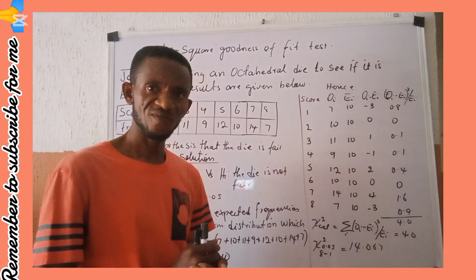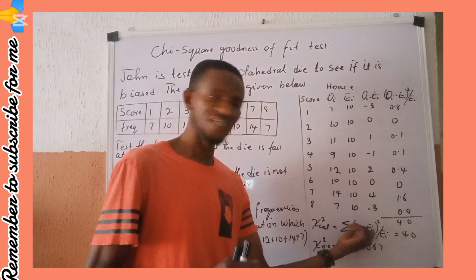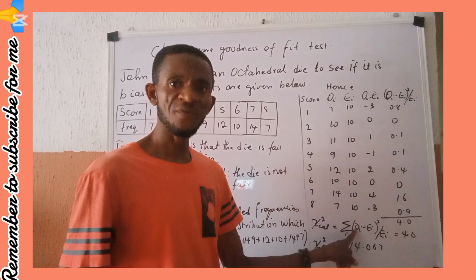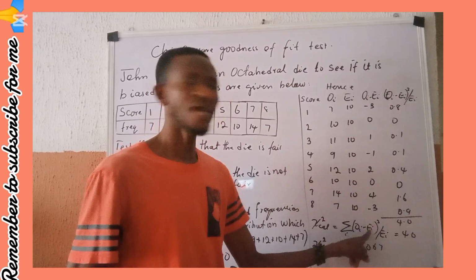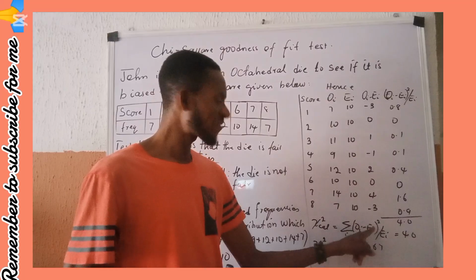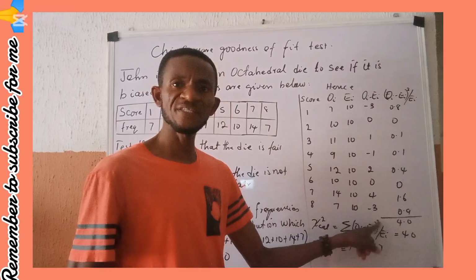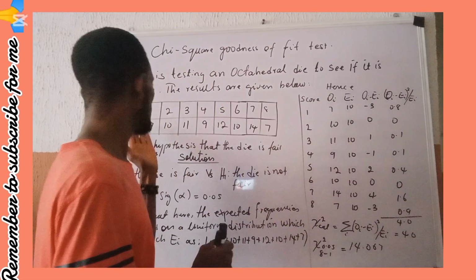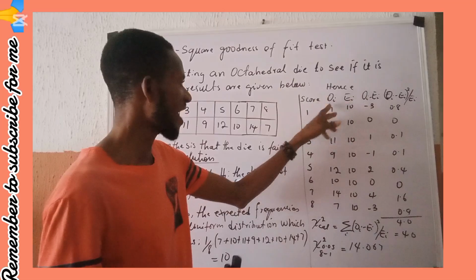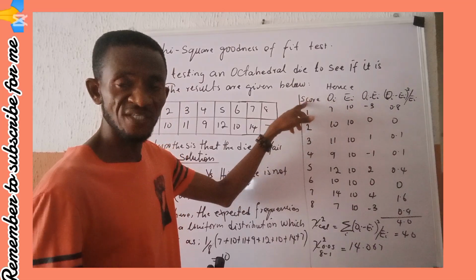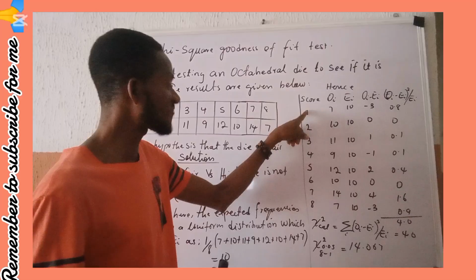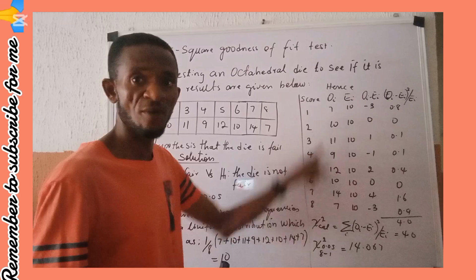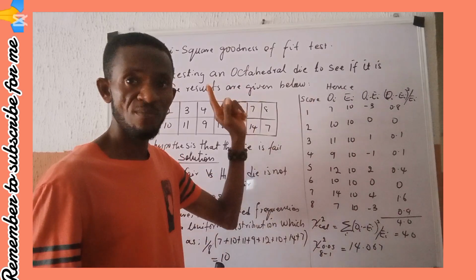expected frequency. So for us to evaluate this, we must first of all record our observed frequencies and equally record our expected frequencies. Take the difference of observed and expected, square it and divide by the expected frequencies. And luckily, we have been given the observed frequencies, which is what I have here. These are the scores of the phases of the octahedral die, beginning from 1 and ending at 8. These are the observed frequencies of the number of times that each phase came up.